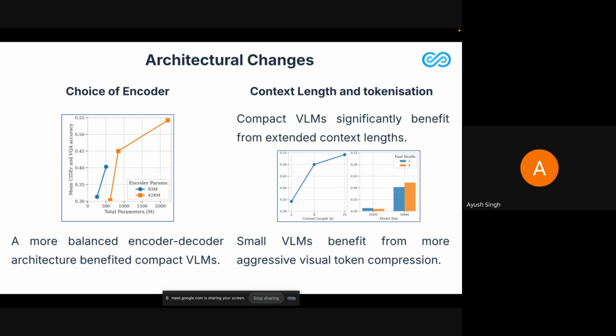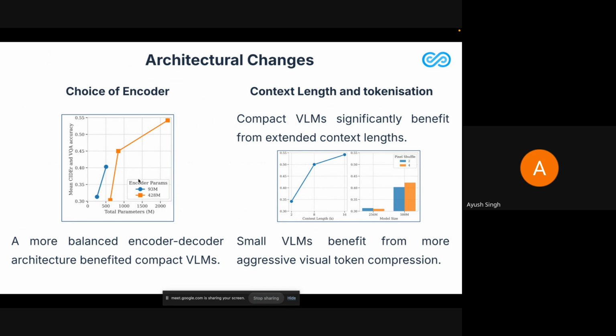What they noticed, as you can see in the graph, this blue and orange graph at the bottom, is that the first dot is a 135 million language model combined with a 93 million parameter encoder, and this is the same sized LLM combined with the 428 million image encoder. What they found is that a 93 million parameter encoder combined with a smaller language model yields better performance than a larger vision encoder combined with a smaller LLM. This is because smaller language models could not capture as much information from the image.